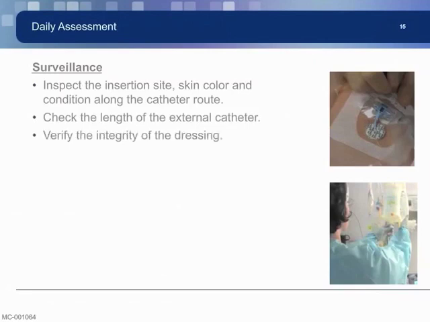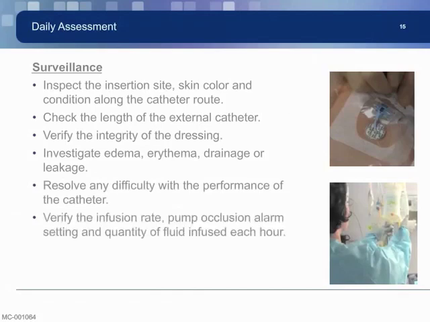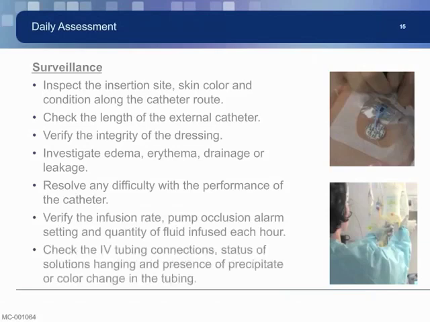Verify the integrity of the dressing. Investigate any edema, erythema, drainage, or leakage. Resolve any difficulty with the catheter using the flushing protocol laid out earlier in this presentation. Verify the infusion rate, pump occlusion alarm setting, and quantity of fluid infused each hour in your device. Check the IV tubing connections, status of the solution hanging, presence of precipitate or color changes in the tubing.